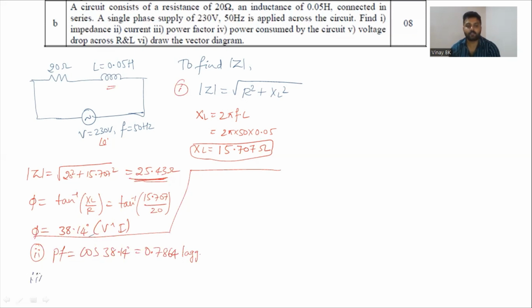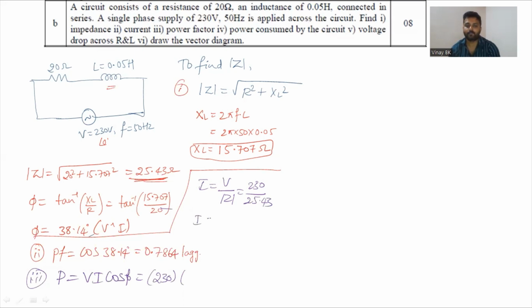Power consumed by the circuit is nothing but P equals VI cos phi. You know the value of V, 230 volts, they have given. 230 into I, you don't know. You need to calculate the value of current, right? So this I is given by V divided by magnitude of Z. 230 divided by 25.43. So you can get the value of I.